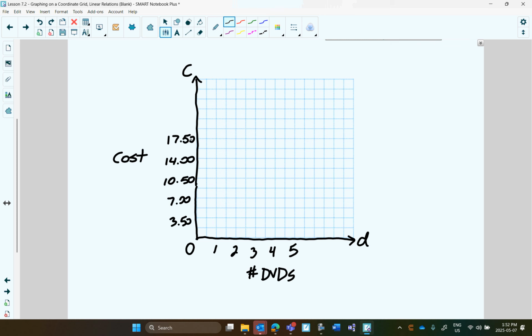So yeah, we could go up like that, because every 2 grid lines, we're going up by 3.50. That's fine. We could have done every 2 grid lines, we're going up by 4. We would have had to do some estimating, but that's fine. It still works.